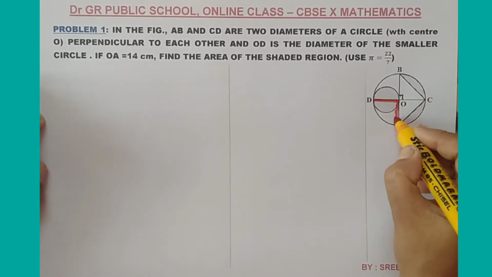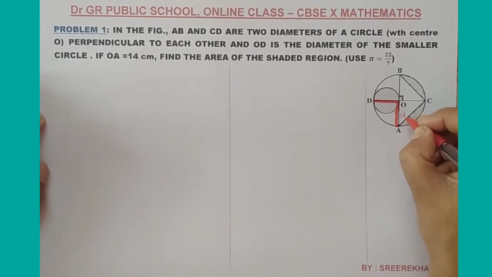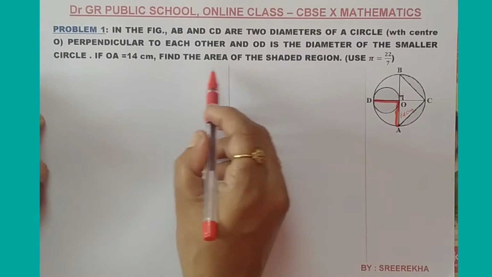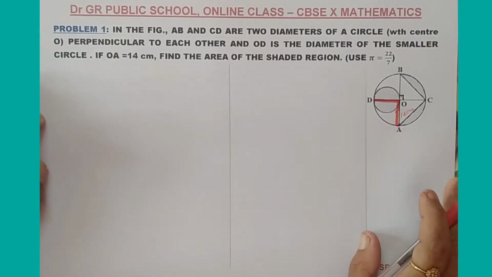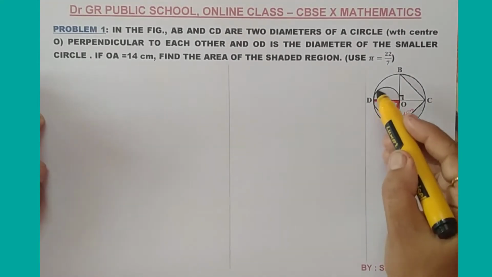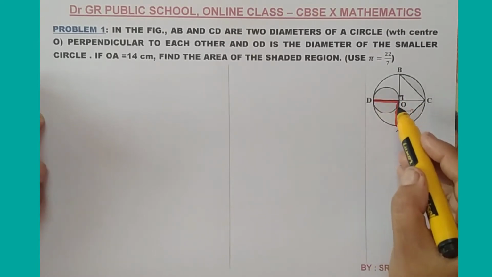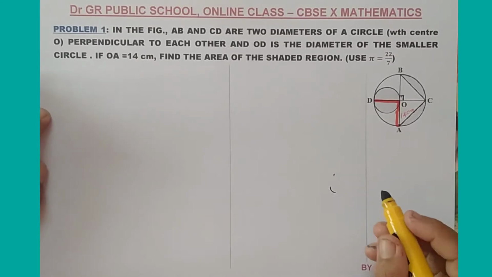OA is given to us as 14 centimeter. Find the area of the shaded region. Only this much is given. At first we can write what things are given. You are given a combination of a big circle, a small circle and a triangle BCA.